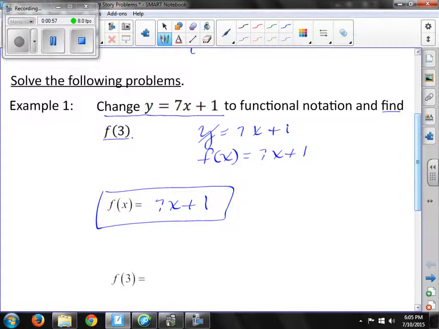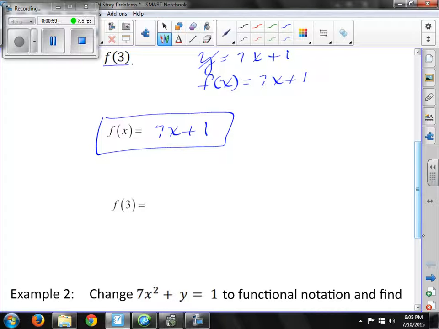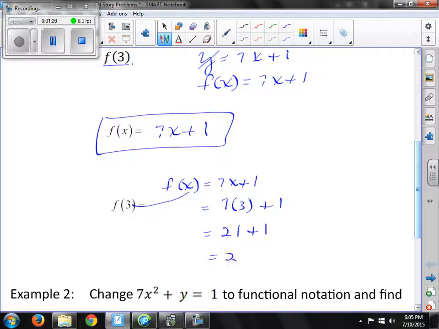Now, we want to find f of 3. So we're going to look at that function, f of x is equal to 7x plus 1. And this time we're going to put in 3 for x. We're going to put in 3 where the x is. 7 times 3 plus 1. 7 times 3 is 21, plus 1 is 22. So f of 3 would equal 22.